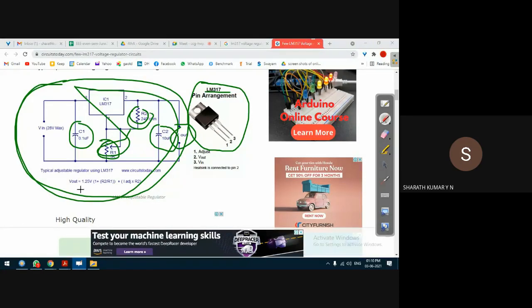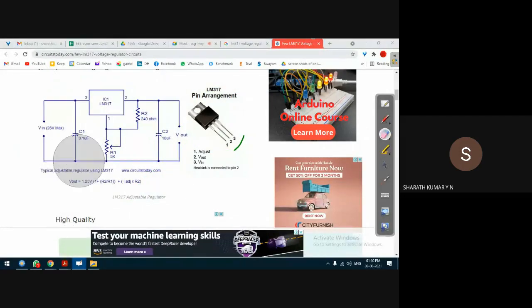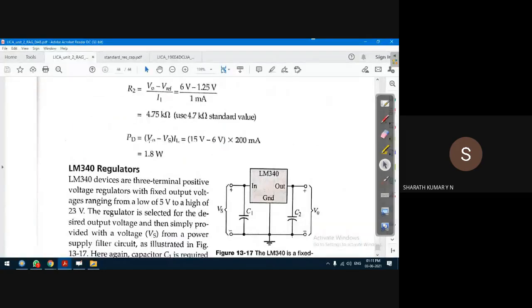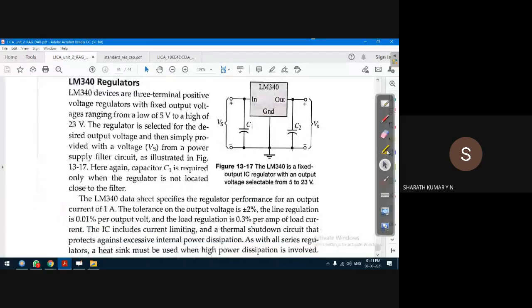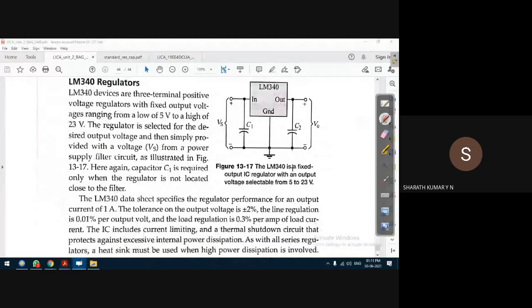You can see that Vout is equal to 1.2 volts into 1 plus R2 by R1, plus I adjustment into R2. So these values are standard. If you select a different regulator, for example, in this textbook one more regulator is discussed, which is not in the syllabus. That's why I have not scanned the complete content. LM340: look at this, guys. It gives a fixed voltage; there is no question of adjustment. So the output voltage will be fixed, with input varying from 5 to 30 volts. That's how it is.